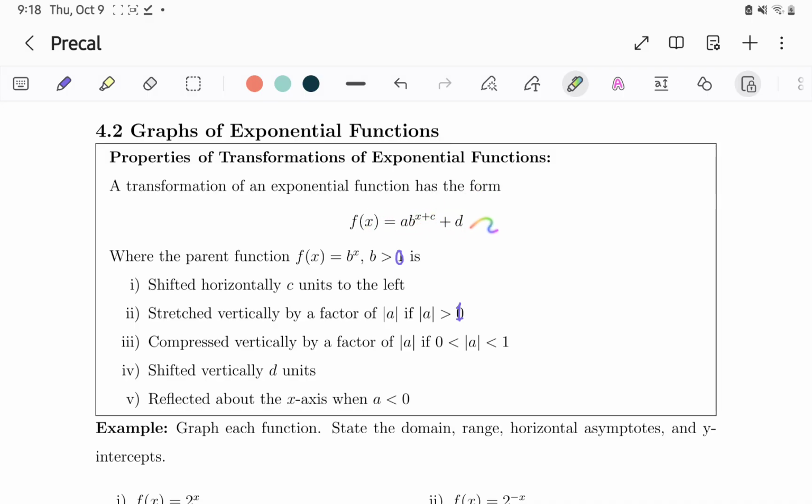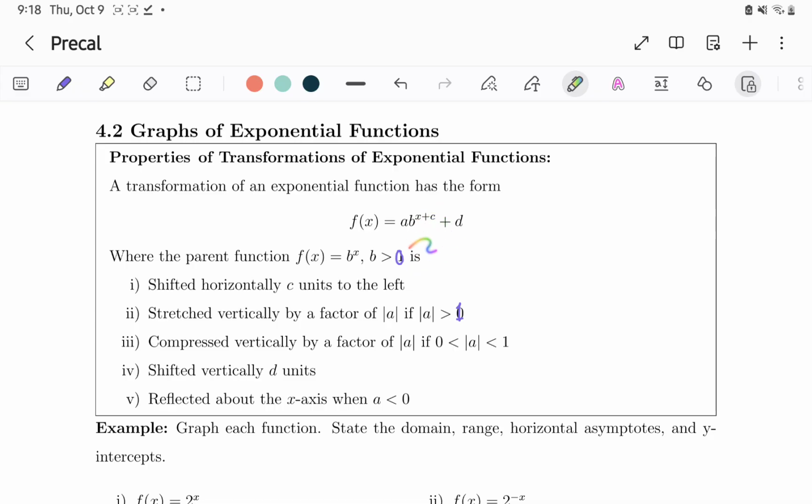plus c plus d, where the parent function f of x, which is equal to b to the x for b greater than 0, is shifted horizontally c units to the left, stretched vertically by a factor of absolute value of a if the absolute value of a is greater than 1, compressed vertically by a factor of absolute value of a if the absolute value of a is between 0 and 1, and shifted vertically by d units, and reflected about the x-axis when a is negative, or in other words, less than 0.